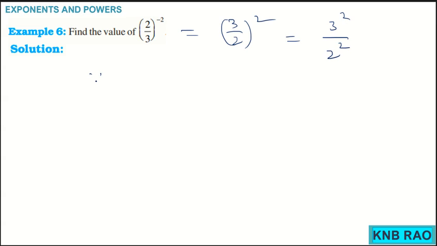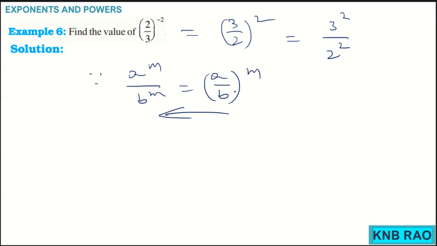What have I used here? I am using a^m by b^m, which is (a/b)^m, in a reverse way. Since I have got (a/b)^m, I can write it as a^m by b^m. Reversely I have used. So, 3 square is 9, 2 square is 4. So, 9 upon 4 is the answer. You can simplify like this.